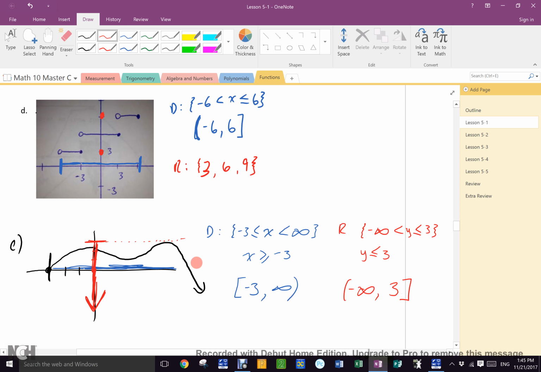What if that arrow flipped around and went up? Then it would be positive infinity, right? And the y would be greater than 3. Picking up what I'm putting down? All right, now listen to me.